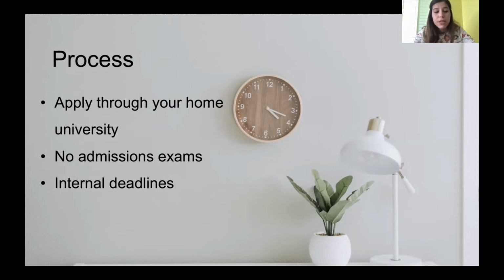I want to talk through some of the benefits of this route. So, no admissions exams. Because you will be applying directly through your home university, you won't need to take admissions exams, and depending on what agreements are in place, you will most likely not have to complete independent applications for each university you want to apply to, but you will instead apply through your university's Department of Study Abroad, and they will be the ones who select you and offer you an exchange place.